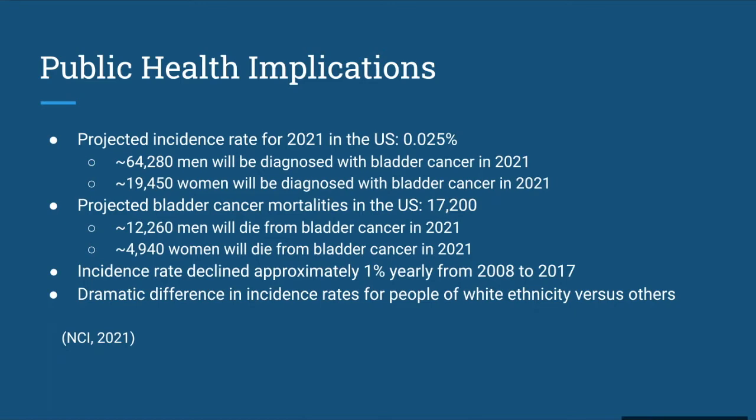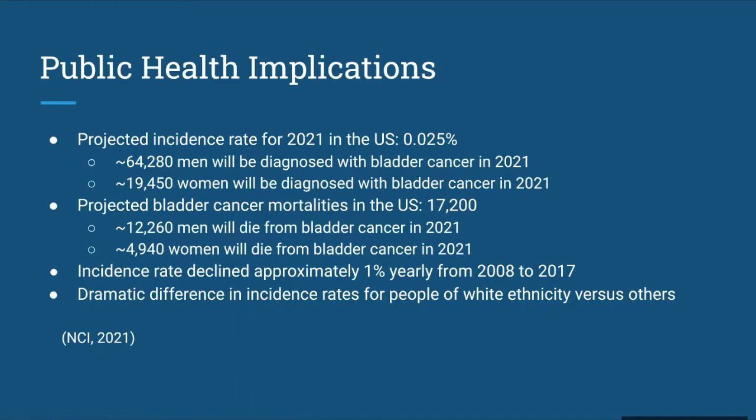Of those 83,730 diagnoses, men will make up the majority of those new cases at approximately 64,280, while women are only estimated to account for 19,450 in new bladder cancer diagnoses in 2021. In North Carolina alone, it's estimated that approximately 2,650 people will be diagnosed with bladder cancer by the end of 2021. Bladder cancer is estimated to account for approximately 4.4% of cancer diagnoses within the year.